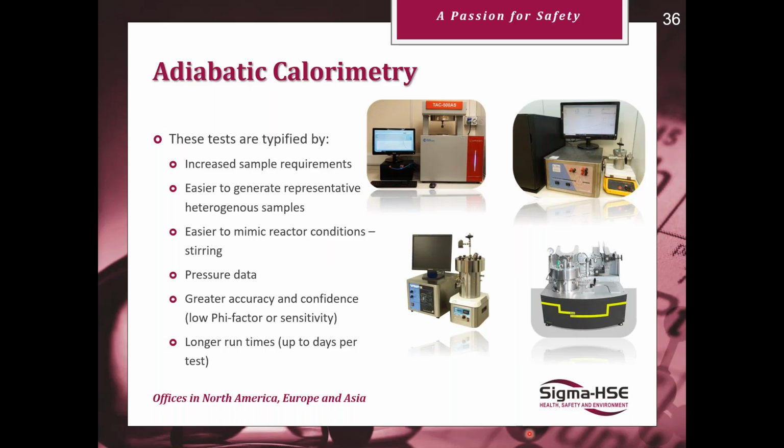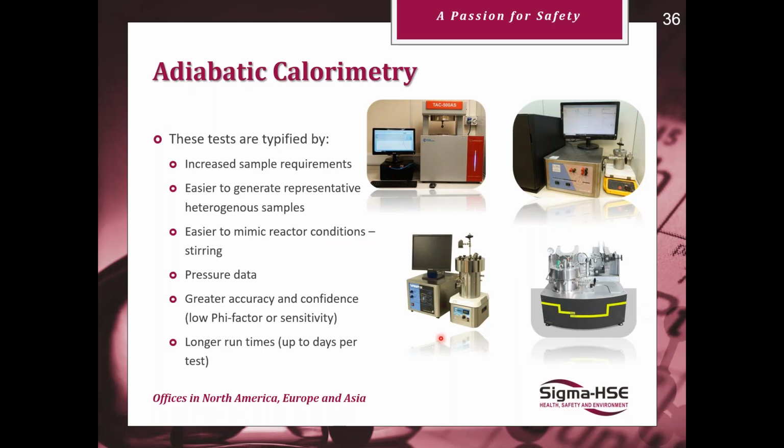So adiabatic calorimeters like the ARC, which we can see in the top left here, generally utilize a heat-wait-search method where the oven temperature increases to temperature, holds for a period of time before ramping to the next temperature, usually in 5 to 10 degree increments. So the sample thermocouple can track self-heating of the sample at a rate sensitivity of 0.02 degrees a minute, so really quite sensitive. And once it detects this self-heating, the oven temperature will then match that sample temperature to track the exotherm adiabatically.